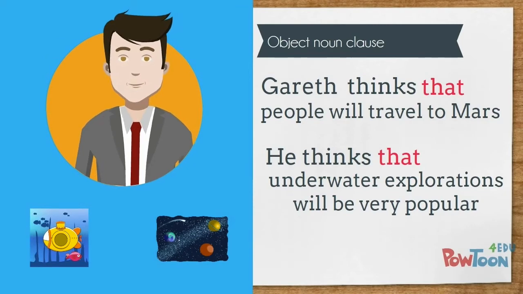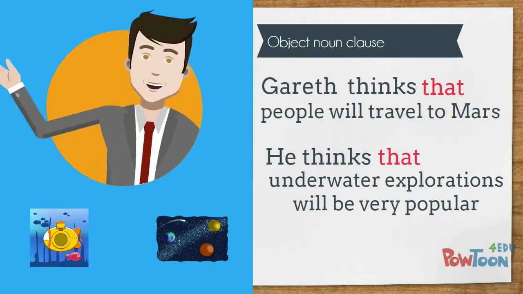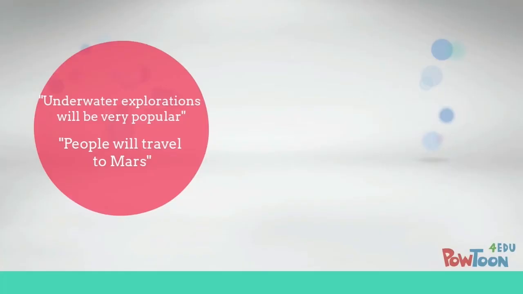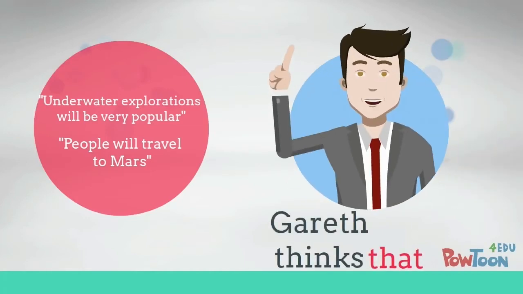So Gareth thinks that people will travel to Mars very soon, and he thinks that underwater explorations will be very popular. The sentences "people will travel to Mars" and "underwater explorations will be very popular" are called object-noun clauses. Let's take a closer look at them. So we have some ideas. Underwater explorations will be very popular, and people will travel to Mars.